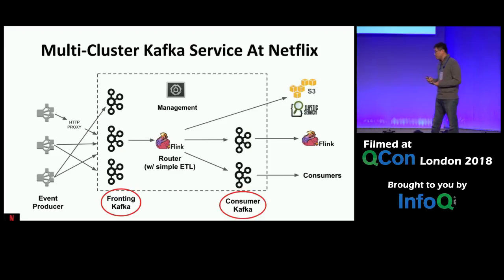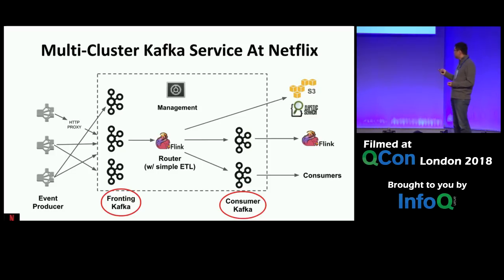So with that, I'm showing you this complete picture of our multi-cluster Kafka service at Netflix. On the left side, we have our event producers, and they produce events to a set of Kafka clusters, which we call fronting Kafka clusters. Those event producers are basically every microservice in Netflix. They produce events in two ways: through an HTTP proxy, or they can use a Java client library. Either way, they have the capability to interact with multiple clusters.